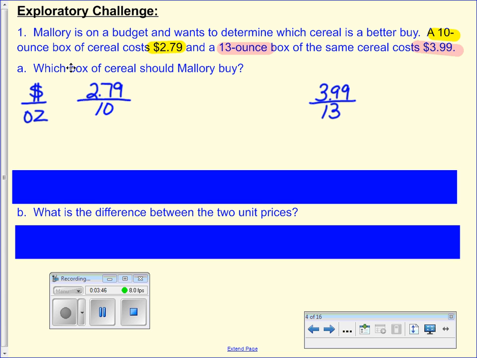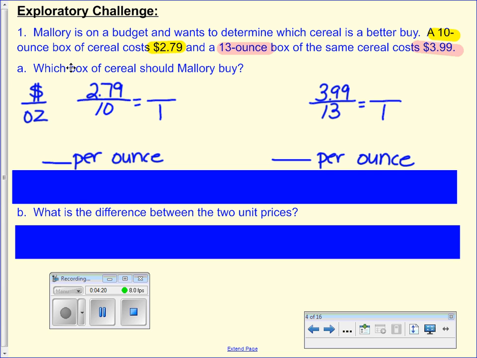So what do I have to do now so that I can compare them? Okay, why? Why am I going to divide? Because I want to find the unit rate. I want to find out how much each one is. How much is it per ounce?